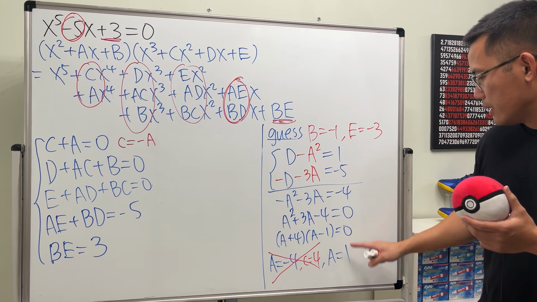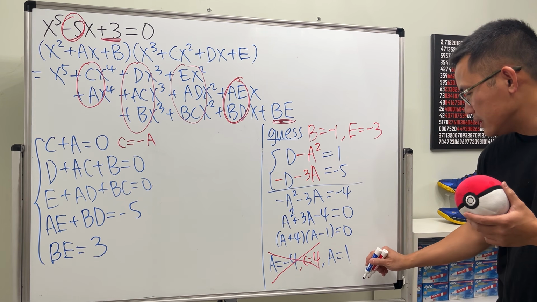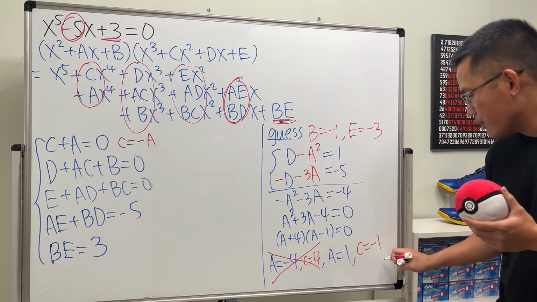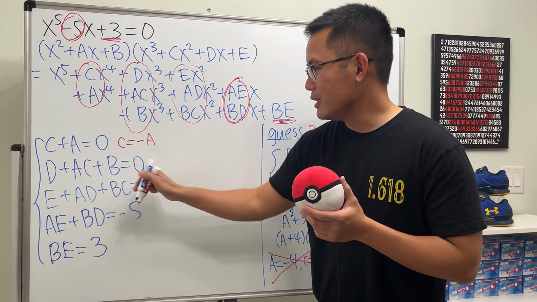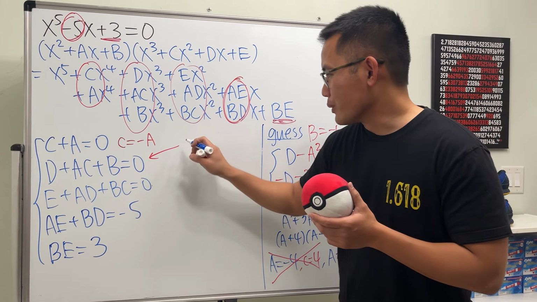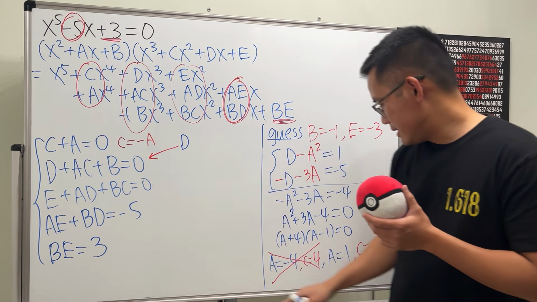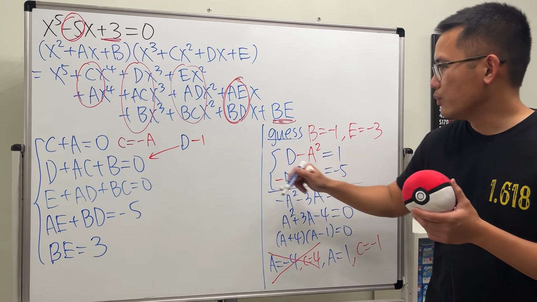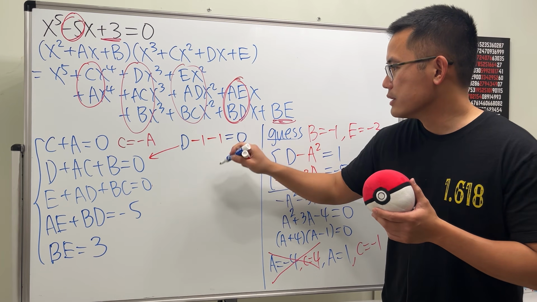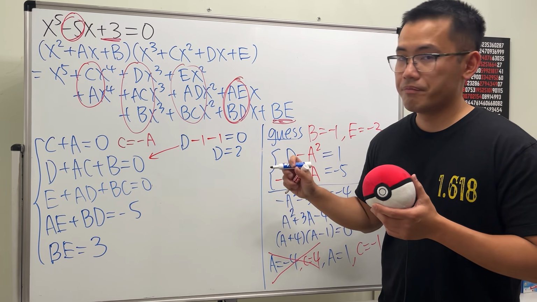Alright, so when A is equal to 1, that means C will be equal to negative 1. Okay, smaller number, much better. And let's do the same thing, plug into this equation. So D we don't know. And then A times C, this times that, is just going to be negative 1. And then B is negative 1, and that should be equal to 0. So this means D is equal to 2.